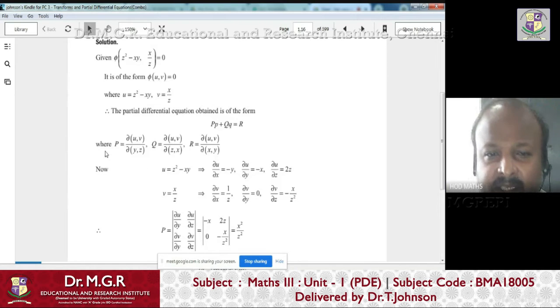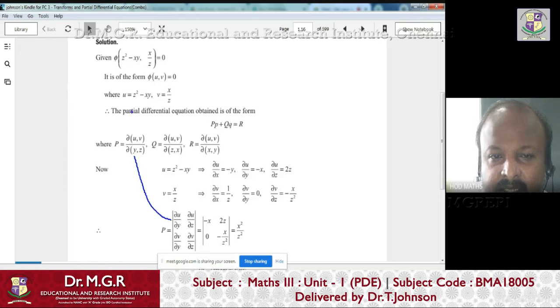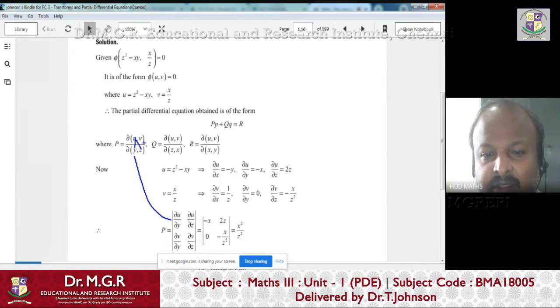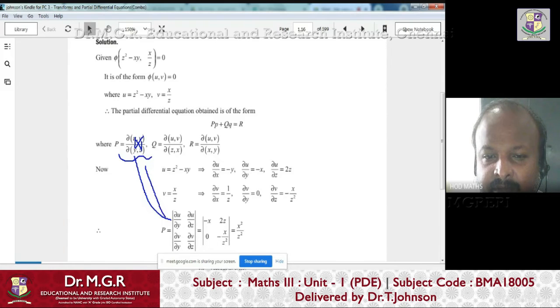But how to find this? What is the notation of this? This is called the Jacobian of the function, right? So if you want to find P, this term can be written as the determinant, otherwise you call it as modulus, of dou u by dou y, and then dou u by dou z. In the second row, it is dou v by dou y and dou v by dou z, right? So P can be written as like this. The same thing can be written in terms of determinant form like this: dou u by dou y, dou u by dou z, dou v by dou y, dou v by dou z.